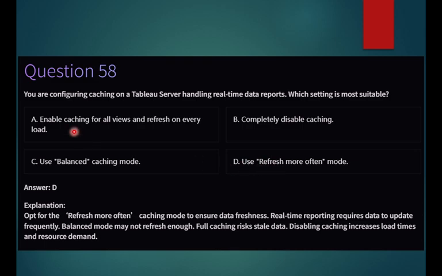Enable caching for all views and refresh on every load. This will again put load on the server, so this is not a feasible solution. Completely disable caching. If you disable caching, it will increase the load times and resource demand, and you are not using the caching feature, so it's not beneficial. Use balanced caching mode. Balanced mode may not refresh enough, so it will not refresh whenever required, so this is not a feasible solution here. So refresh more often will give the fresh data. So option D is correct.